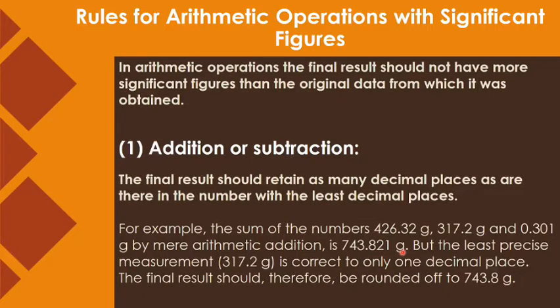743.821 gram. But if you see all these measurements, the least precise is this. We have discussed accuracy and precision also. So this is the least precise. It is having how many significant figures? 4. So it means in my result I should have 4 significant figures. So your result will be 743.8. So it means I have to learn rounding off also.